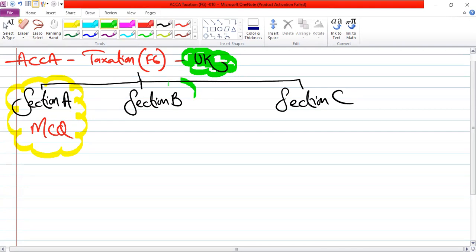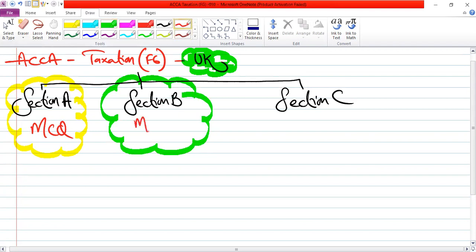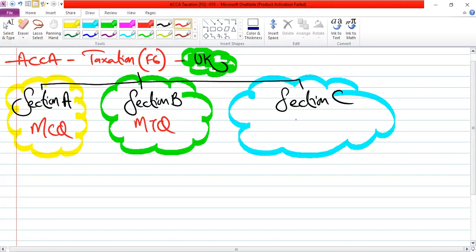Section B, you can say this is called the MTQ section. In this, we have one scenario and related 5 questions. How it will work, I am going to tell you. And then Section C, which is CRQ, constructive response questions. Here, the long questions, you are going to write the answer.